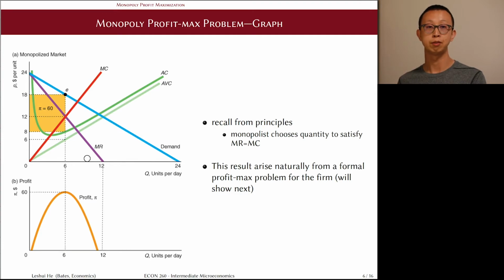So on this graph, the firm will choose an output level of 6 units, where marginal revenue and marginal cost curves cross each other. At this output level, the price would be determined by the demand curve, which is $18. And at this level of output, the average cost would be determined by the average cost curve, so that will be $8.